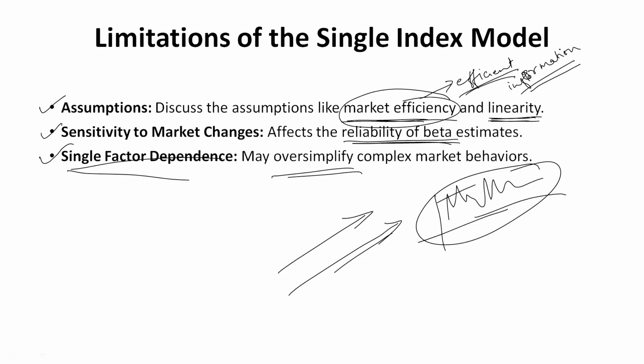What are the limitations of single index model? The first limitation is because of its assumption. The assumption of single index model is that the market is efficient. So it is not necessary that the market is always efficient. There could be some time lag between information flow and its reflection in the market. So that could be one of the reasons.